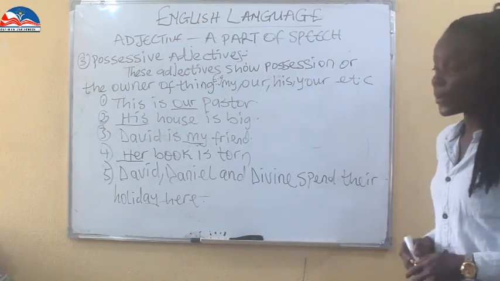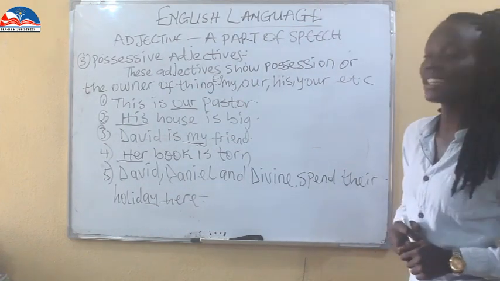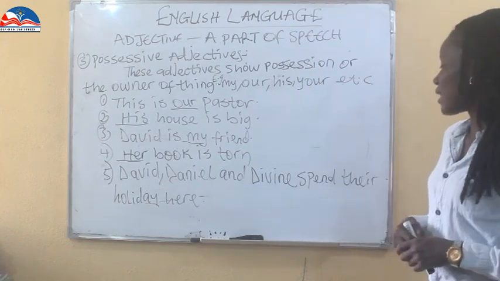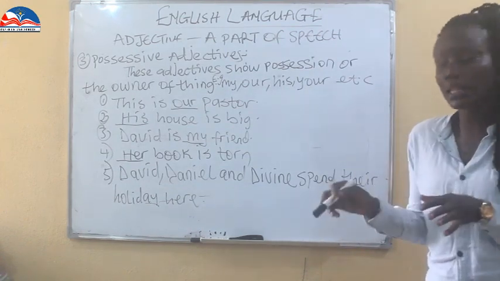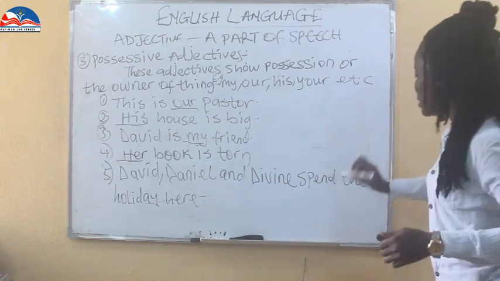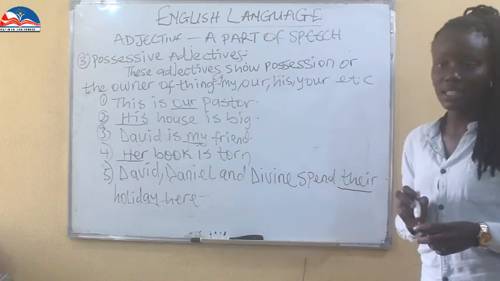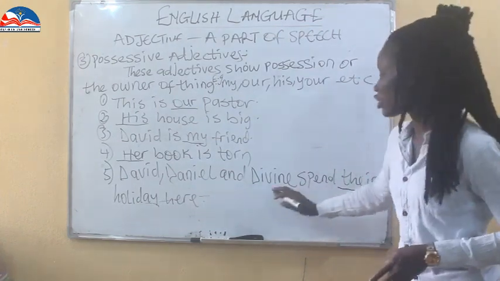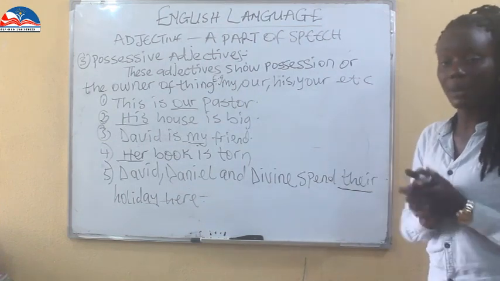David, Daniel, and Divine spent their holiday here. So what is the possessive adjective we're having there? Their. Because it is showing what? The possession, telling you the owner of a particular thing.